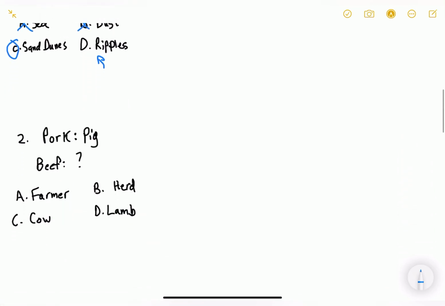Okay, so pork, pig, beef, question mark. Pork comes out of a pig. What comes out of a beef? Lamb. We just know this is common sense, so we don't really have to hunt for the answer. We know it's not going to be farmer, and we know it's not going to be herd, because it's something that's derived. So we know it's going to be lamb, because a cow is not derived from a beef.